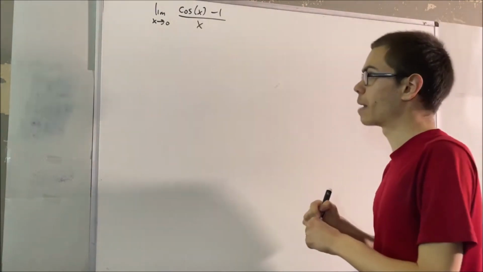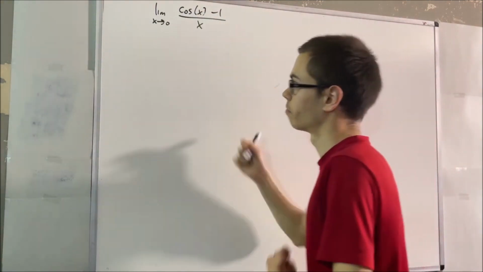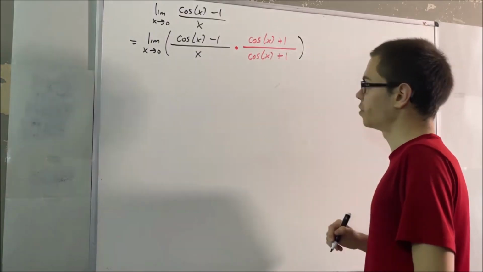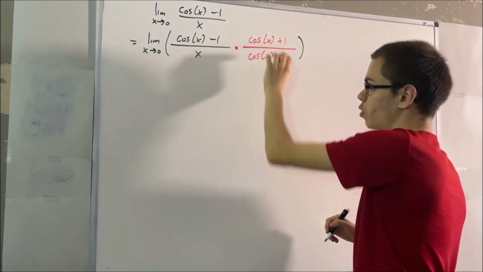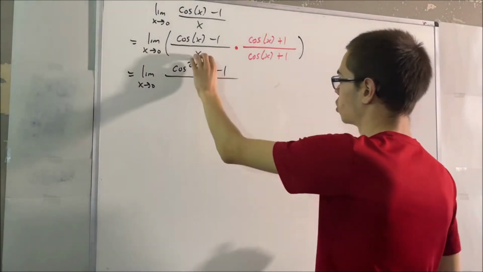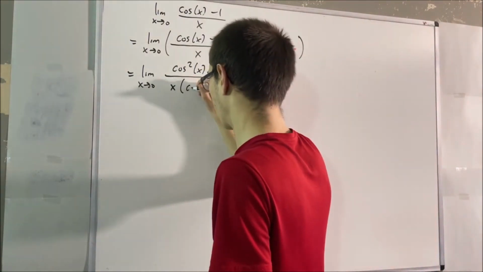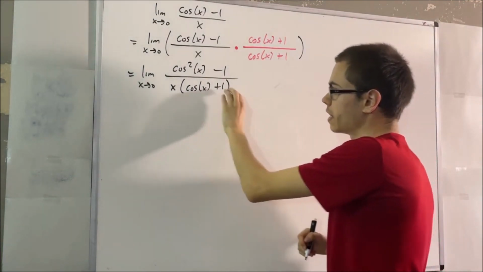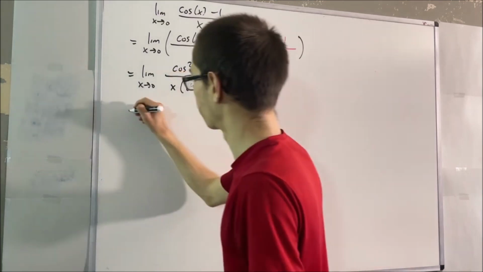Well, we can start off by multiplying both the numerator and denominator by cosine of x plus 1. If we do that, then in the numerator, when we multiply these two together, we will be left with cosine squared of x minus 1. And in the denominator, if we multiply these two things together, that's just x times cosine of x plus 1. So I'm just going to leave that as it is in the denominator. But in the numerator, this is identical to the negative sine squared of x.